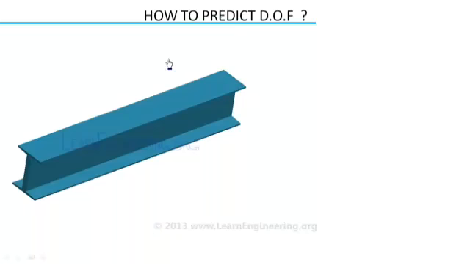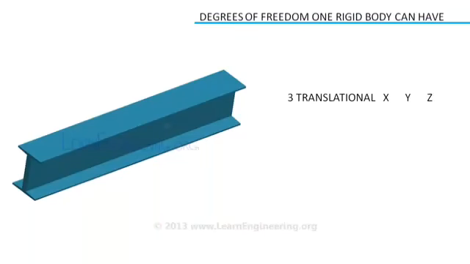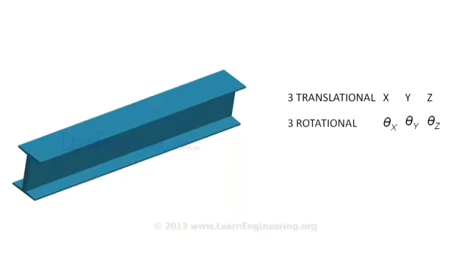Consider this rigid body in space. It could have 3 translatory motions like this. Also it could have 3 rotary motions like this. In total we need 6 inputs to determine its position. So, degree of freedom of a rigid body in space is 6.